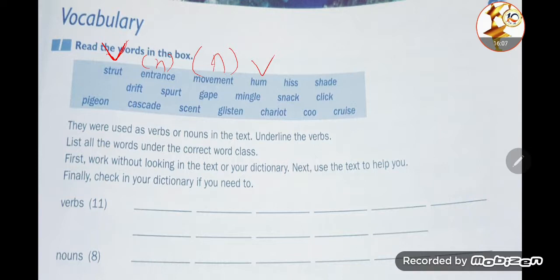Hiss, like whispering, but it is usually associated with snakes. We can say, the snake hissed so badly. Hiss here is also a verb. Shade, as a noun, means the shadow. Drift, meaning to be carried along with the current. Drift here is a verb. Now move to the second one.